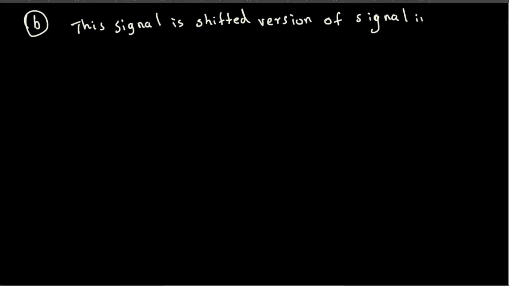So this signal is a shifted version of the signal in part A. So m2 of t is basically m1 of t minus 2, because it's shifted by 2 units to the right.